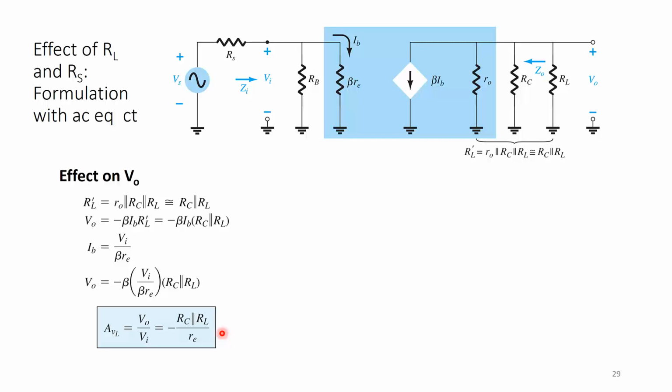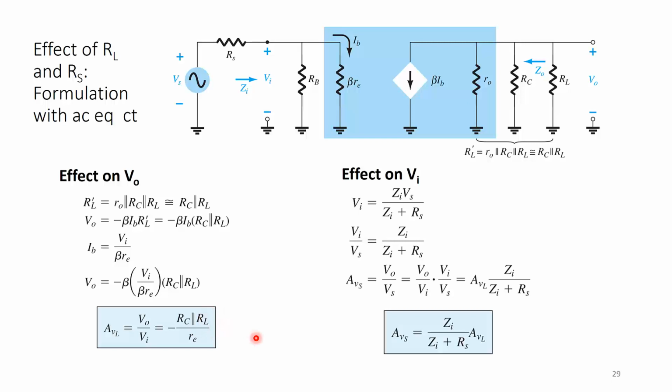We also know that when we have two parallel resistors, the equivalent resistance of the two will always be smaller than the smallest resistor of the two. So this effectively shows that the voltage gain with a load will be reduced because of the presence of a load resistance.